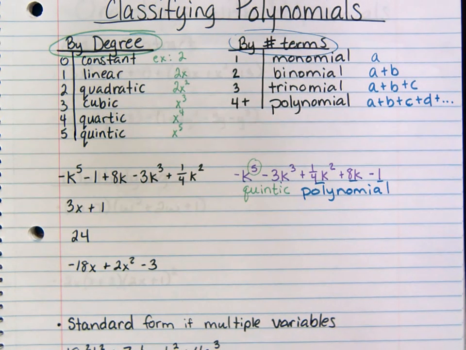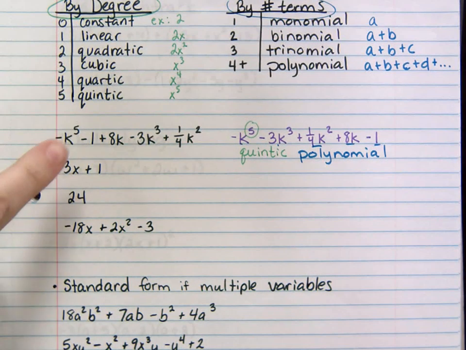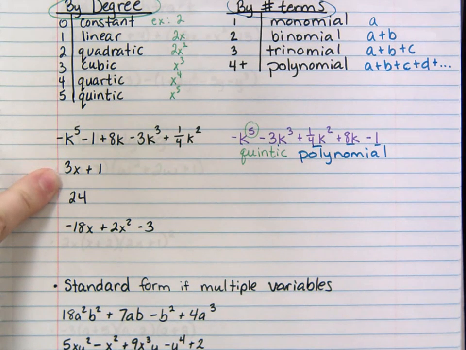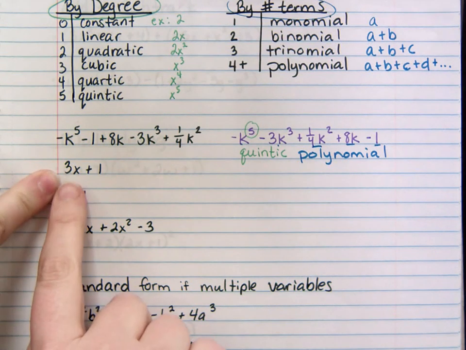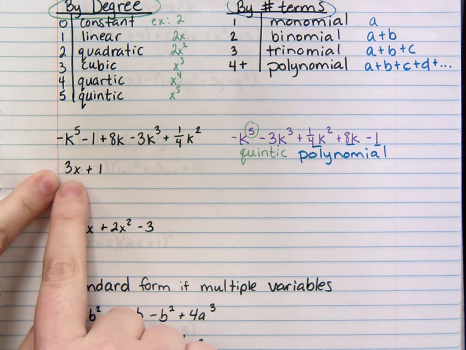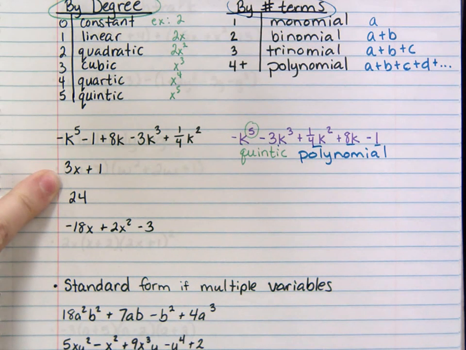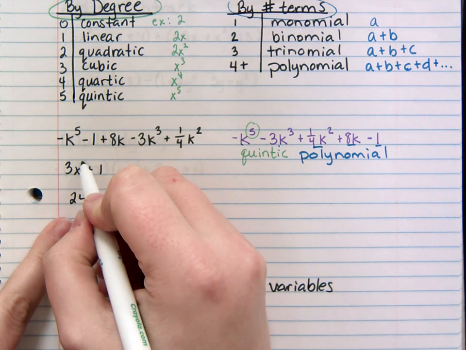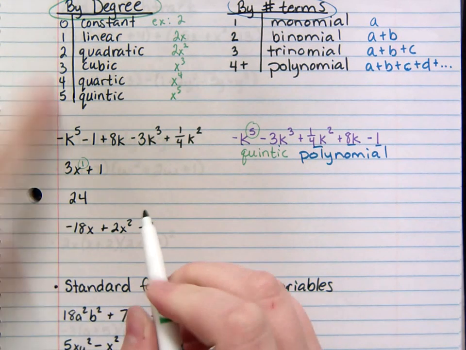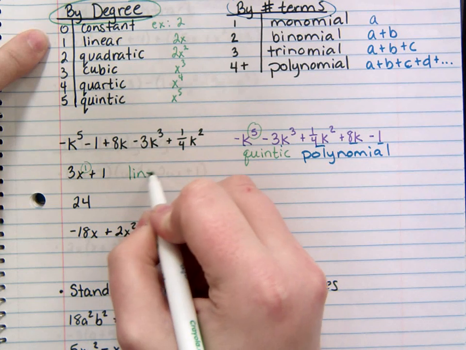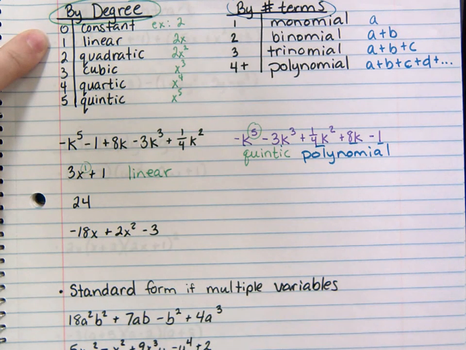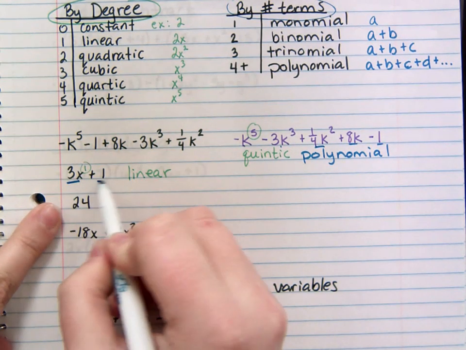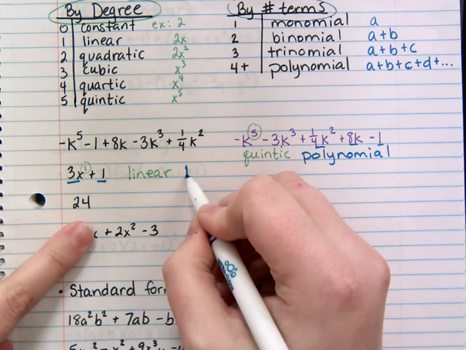So looking at another example, 3x plus 1. That's already in standard form. We don't have to do anything to put it in standard form because biggest exponent to smallest exponent is done for us. So classifying by degree, well, our biggest exponent here is a 1. So this is linear. And because there are 1, 2 terms, it's a binomial.